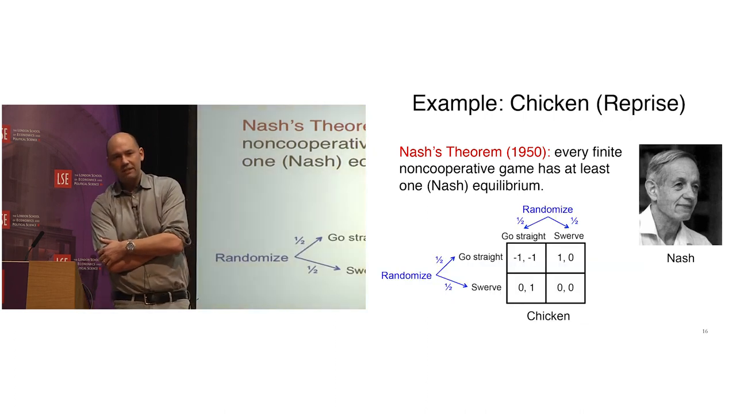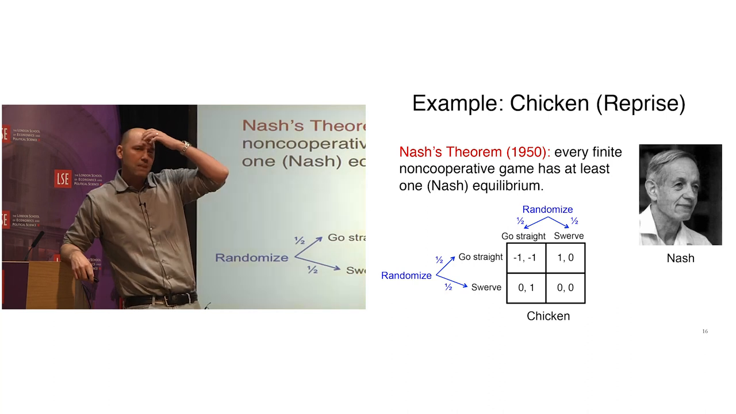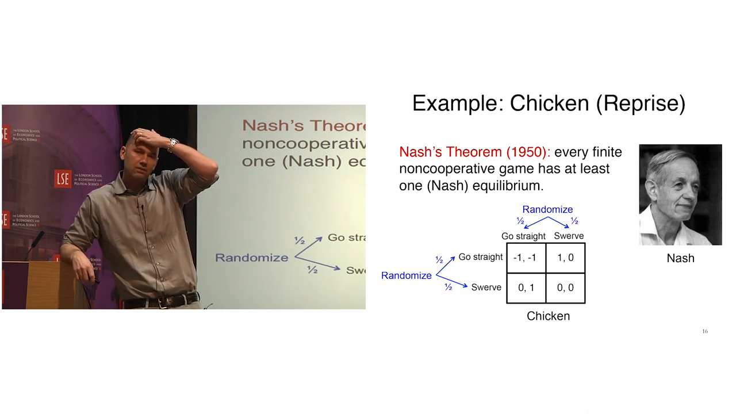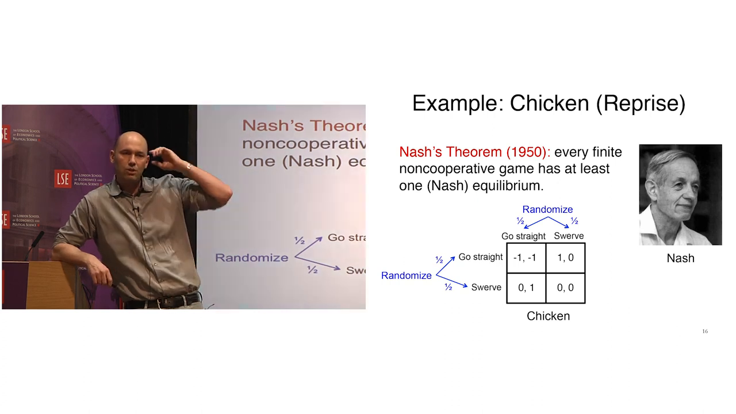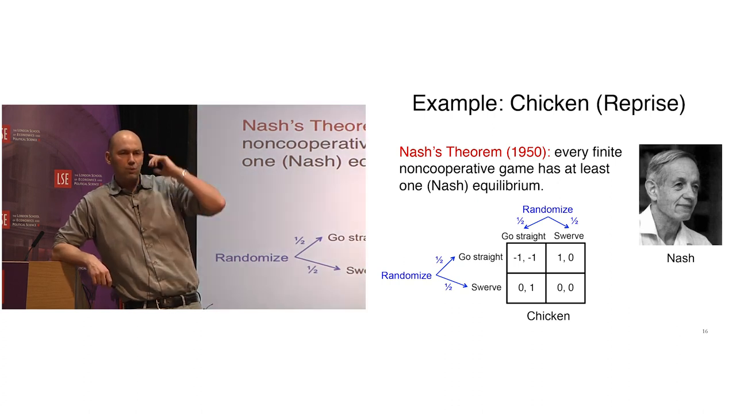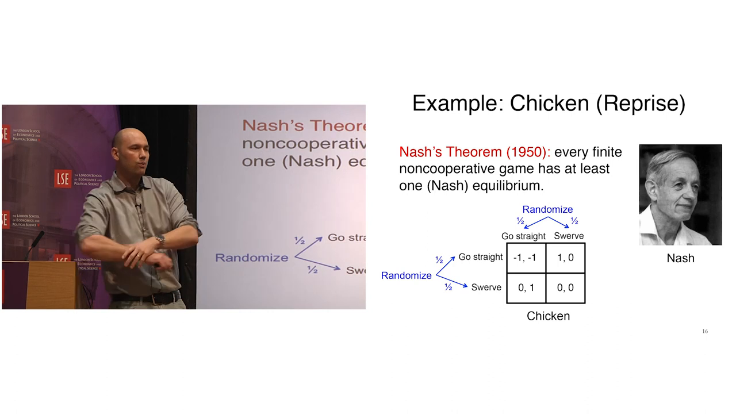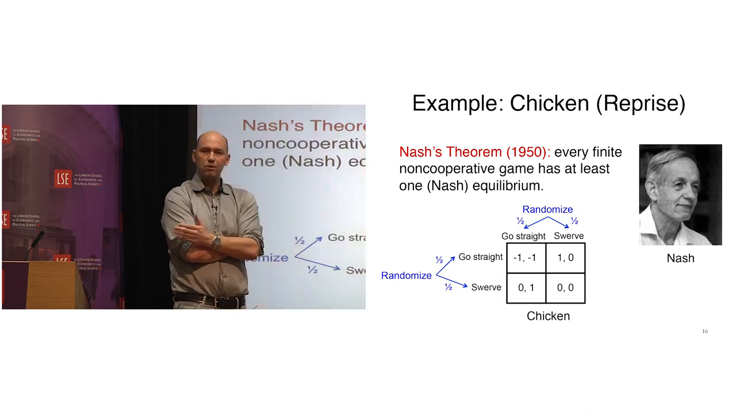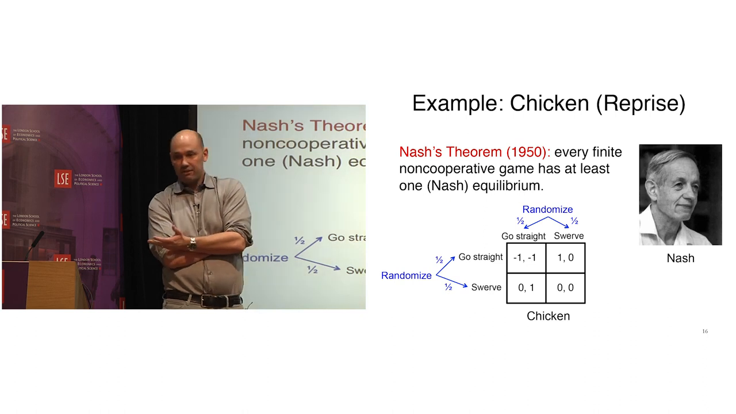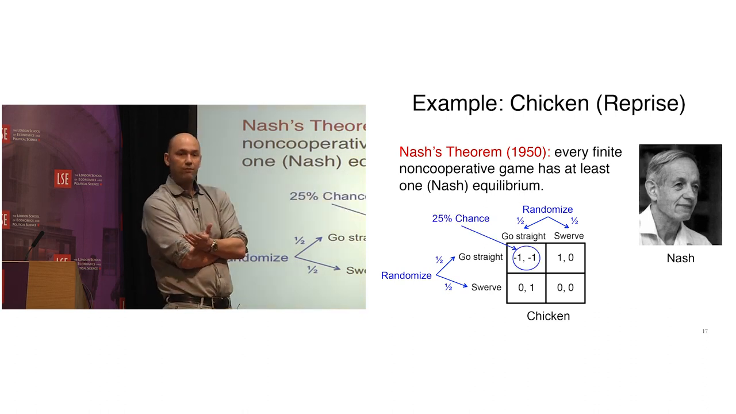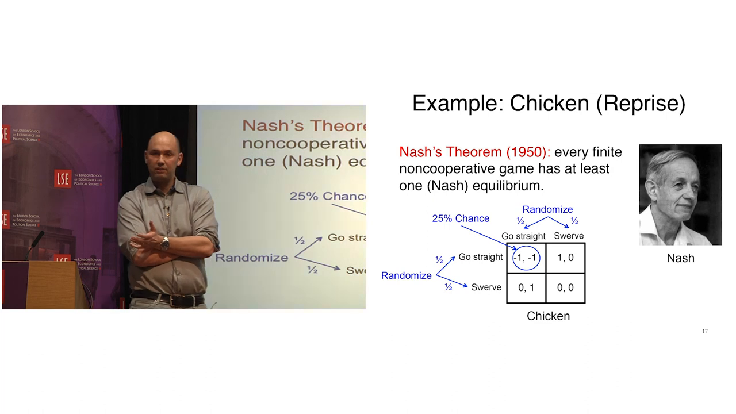Incidentally, returning to the game of chicken and thinking about now allowing players to randomize, you actually pick up a third Nash equilibrium, in addition to the two we identified earlier. And it's one where the players randomize. Each one with 50-50 probability either goes straight or swerves. It's not a particularly attractive Nash equilibrium. There's a 1 in 4 chance that there'll be a collision.